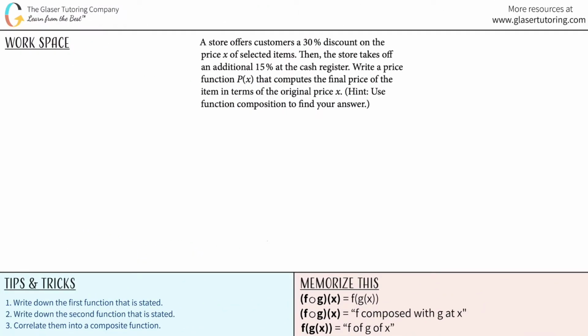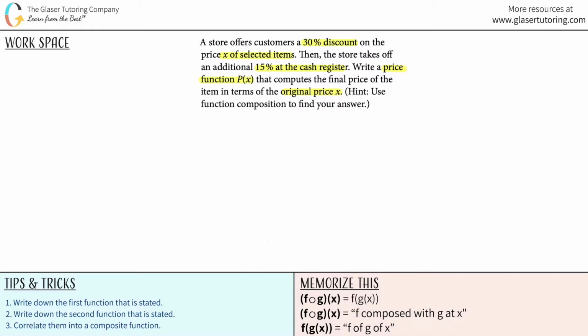A store offers customers a 30% discount on the price X of selected items. Then, the store takes off an additional 15% at the cash register. Write a price function P of X that computes the final price of the items in terms of the original price X. Hint: use function composition to find your answer.